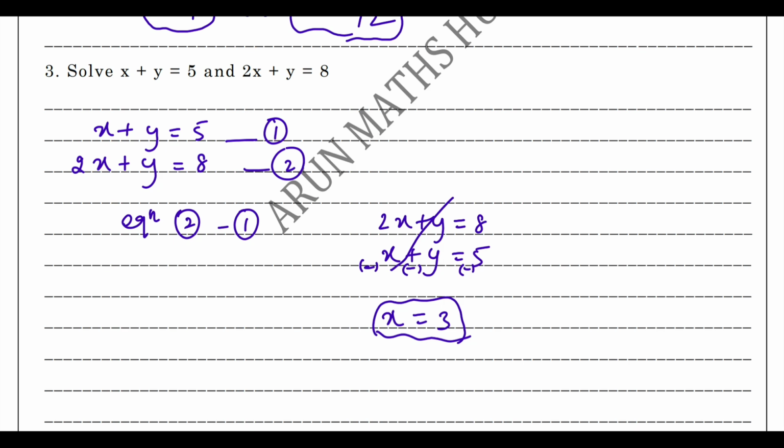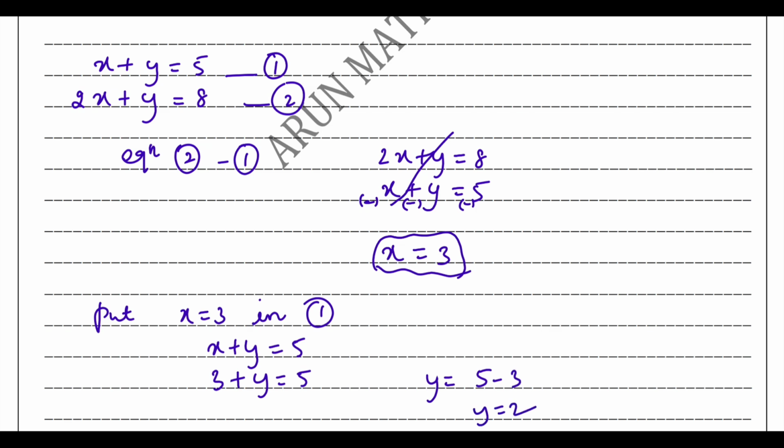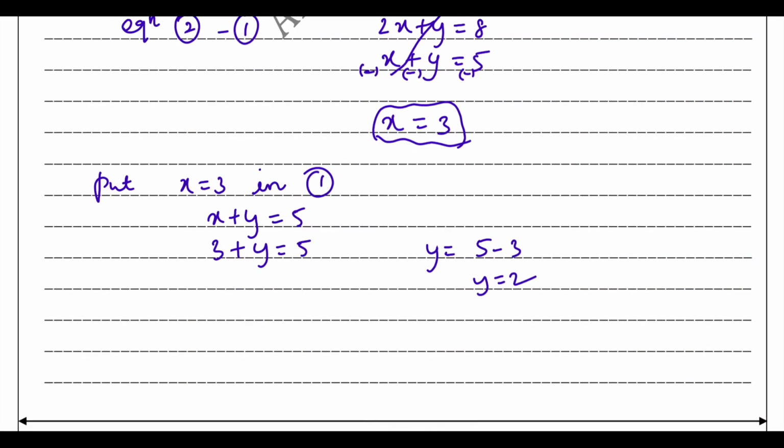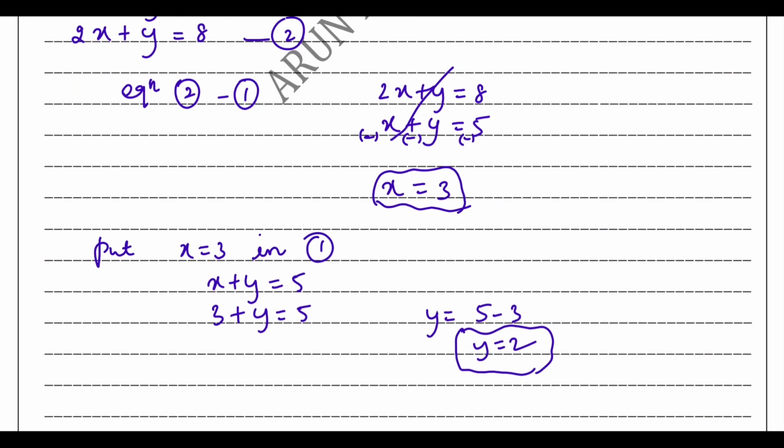Substitute this value of x in any one of the equations, and we get the y value. Put x equals 3 in equation 1. What we get? x plus y equals 5, 3 plus y equals 5. y equals what? 5 minus 3, y equals 2. We got x as 3 and y as 2. In the elimination method, you eliminate any one of the variables to get the value of the other variable. Then after finding the value of one variable, you can substitute it in the equation to find the other value.